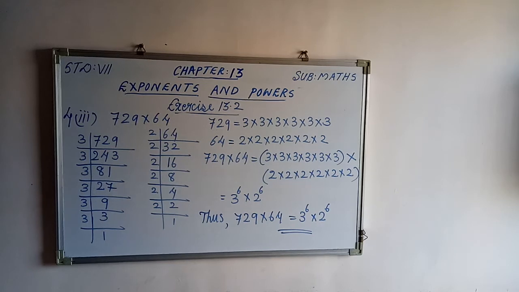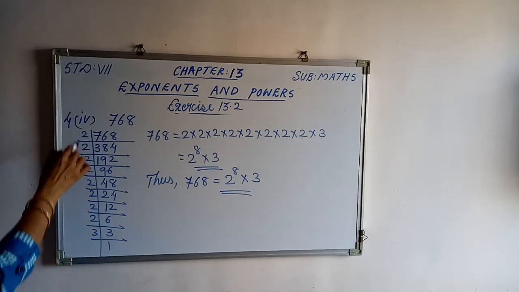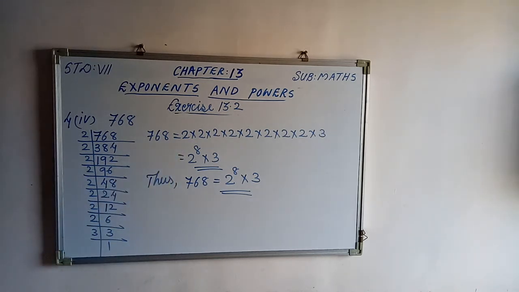Fourth question, 768. Factorization, that is 2 multiplied 8 times multiplied by 3. Thus 768 is equal to 2 raised to the power 8 multiplied by 3.